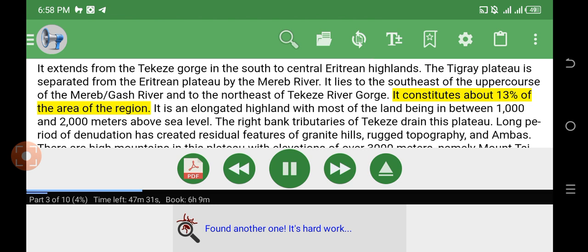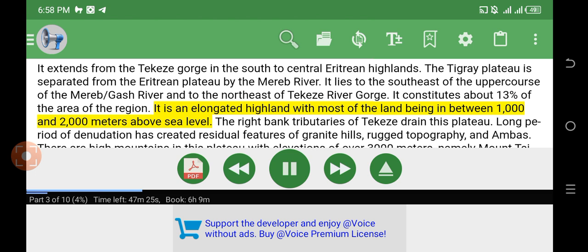It is an elongated highland with most of the land being between 1,000 and 2,000 meters above sea level. The right bank tributaries of Tekeze drain this plateau. Long periods of denudation have created residual features of granite hills, rugged topography, and ambas.